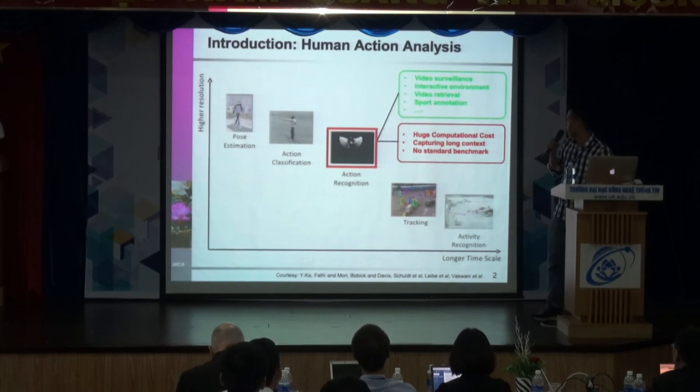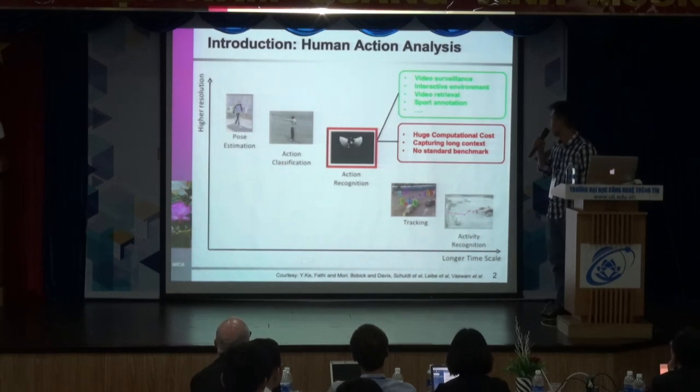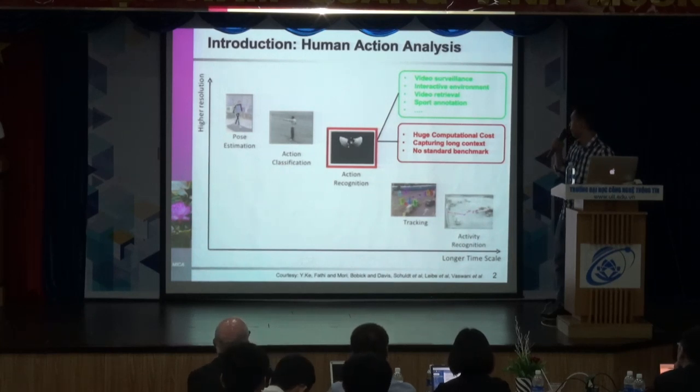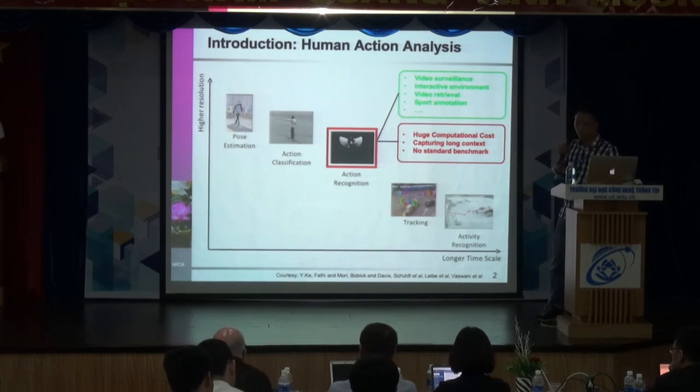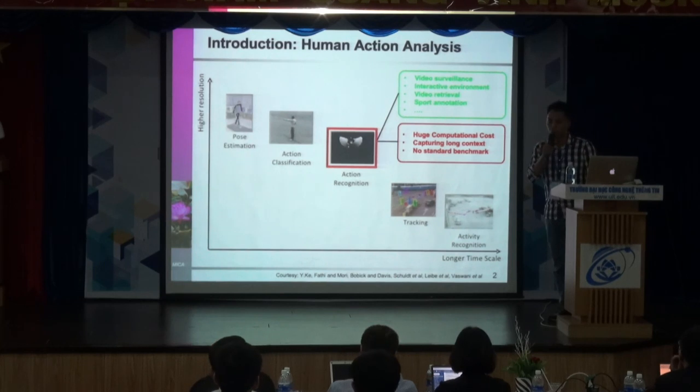Action recognition has a lot of potential applications, such as video surveillance, interactive environments, video retrieval, sport annotation, and things like that. But it also has some limitations, such as huge computational cost, the need for methods to capture long context, and the lack of a standard benchmark data set.